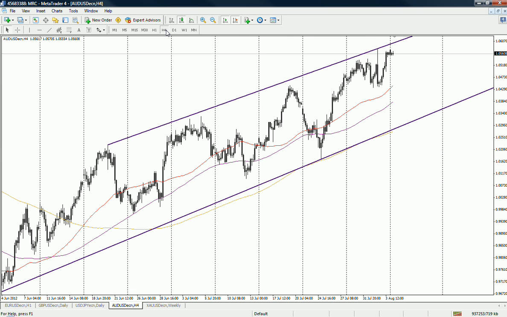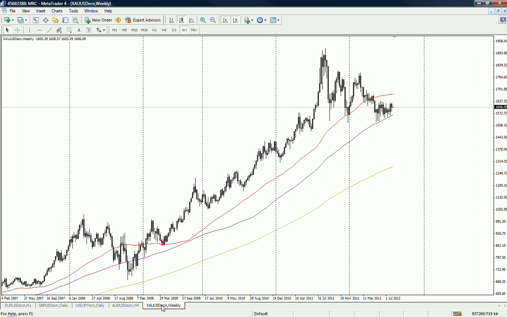I'll stick on that 4-hour and look for any buying opportunities off this channel. But in terms of the forex pairs, the Aussie is not of massive interest in my opinion. I think Euro, dollar, and cable are much more interesting charts in my opinion.